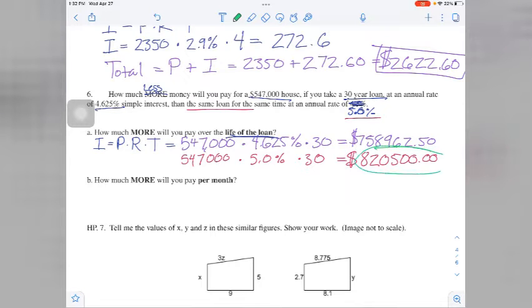So what I really need to do is I just need to subtract one from the other. So when I subtract them, if I do 820,000 minus 758,962.5, I come up with, I typed that in wrong here.